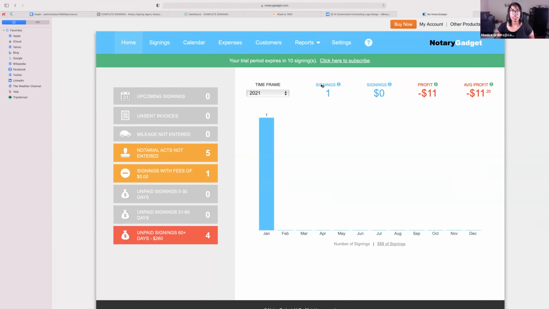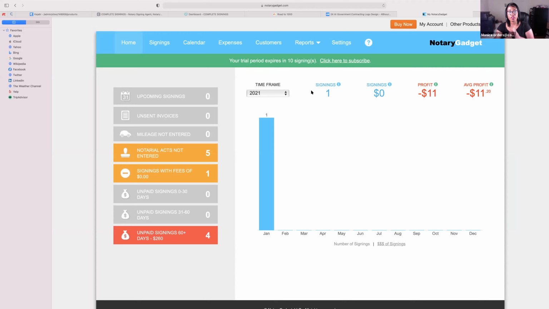All right, so let's go ahead and get started. Now, this is a tool that many of you are familiar with. It's called Notary Gadget. So if you happen to be on your computer, go ahead and log into your Notary Gadget. I have to give credit to Zara, she's in the Facebook group. Zara, on a meet and greet probably 5 months ago, introduced to us how to use Notary Gadget to calculate our mileage. And so what we're going to do is just use this tool for just that.